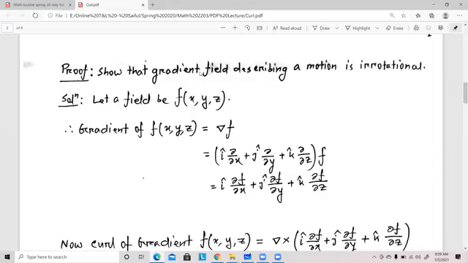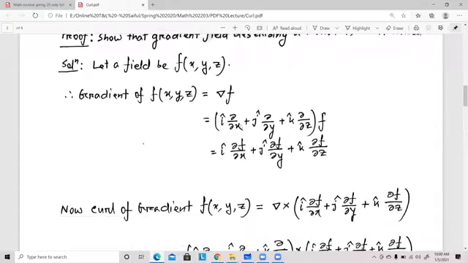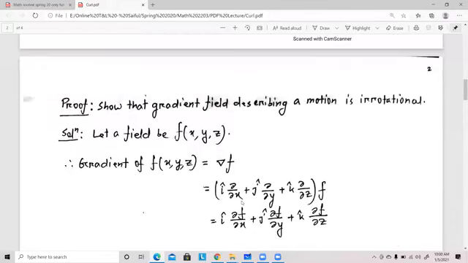gradient del into f। হ্যাঁ, আমাদের del f। এখানে f টা হচ্ছে স্কেলার। আমরা জানি যে gradient is always for a scalar point function. So gradient of f del f and del I del by del x plus j del by del y plus k del by del z f. And if we multiply every term by f, then I del f by del x plus j del f by del y plus k del f by del z. So we generated the gradient of f, gradient field.